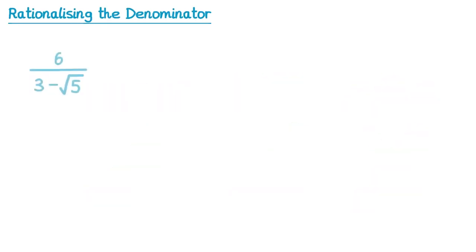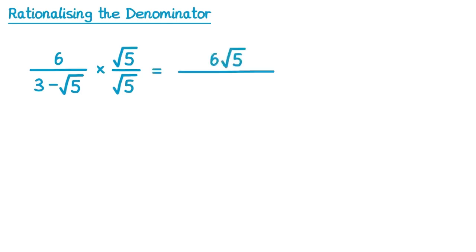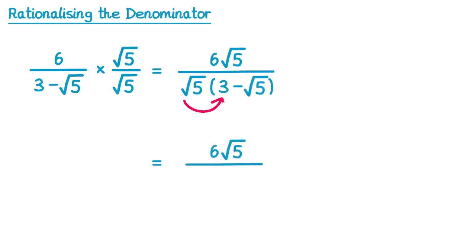We're now going to look at examples where the denominator contains two terms, like this one here, 3 subtract root 5. Your first instinct here is to probably multiply by root 5 over root 5. Let's see what happens. Well, on the top we do 6 times root 5, which is 6 root 5, and on the bottom we need to use a bracket, so we've got root 5 times 3 subtract root 5. So let's leave the 6 root 5 on the top and expand that bracket on the bottom. We've got root 5 times 3, which is 3 root 5, and root 5 times negative root 5, which is negative 5. So we end up with this.